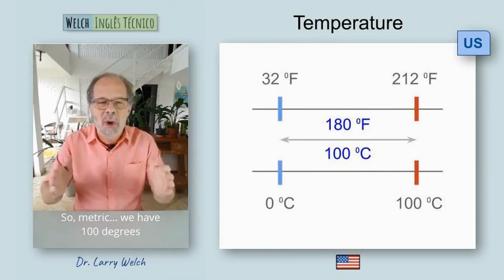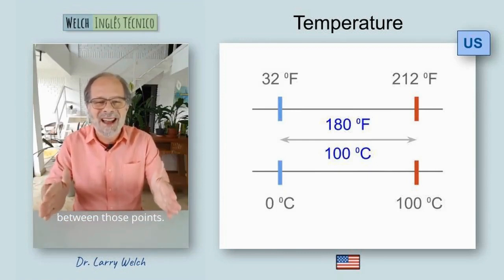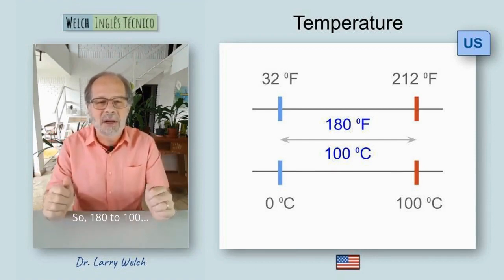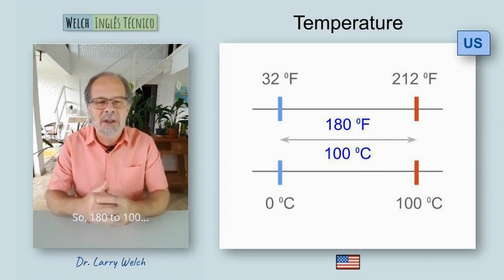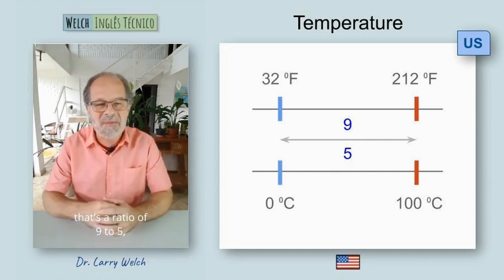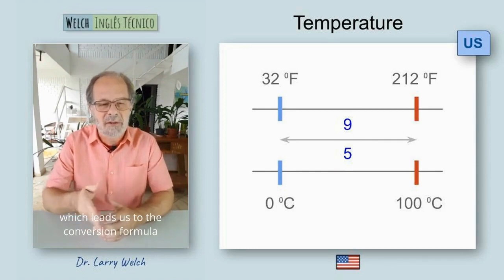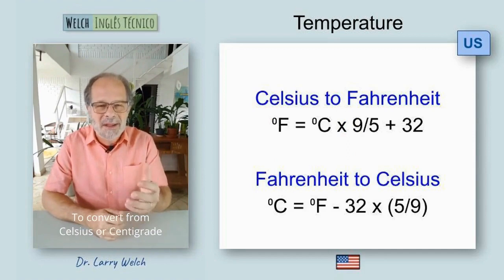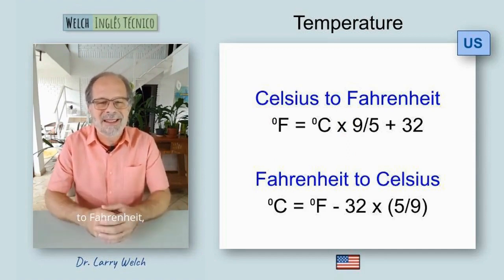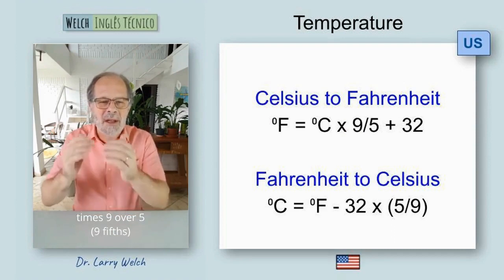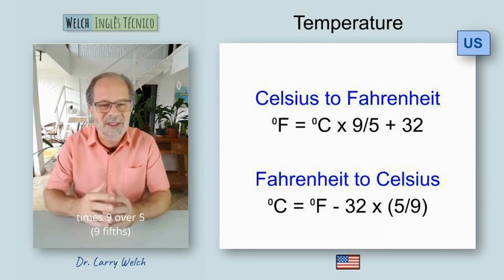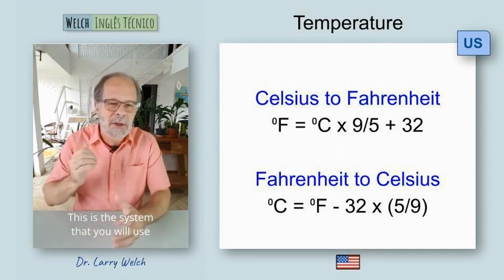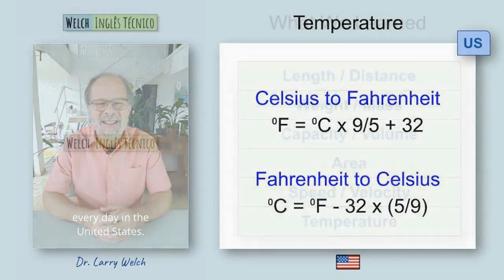So metric, we have 100 degrees between those points. Between those points in the Fahrenheit, we have 180 degrees. So 180 to 100, that's a ratio of 9 to 5, which leads us to the conversion formula that you're very familiar with. To convert from Celsius or centigrade to Fahrenheit, take the degrees Celsius times 9 over 5, 9/5, and add 32. This is the system that you will use every day in the United States.